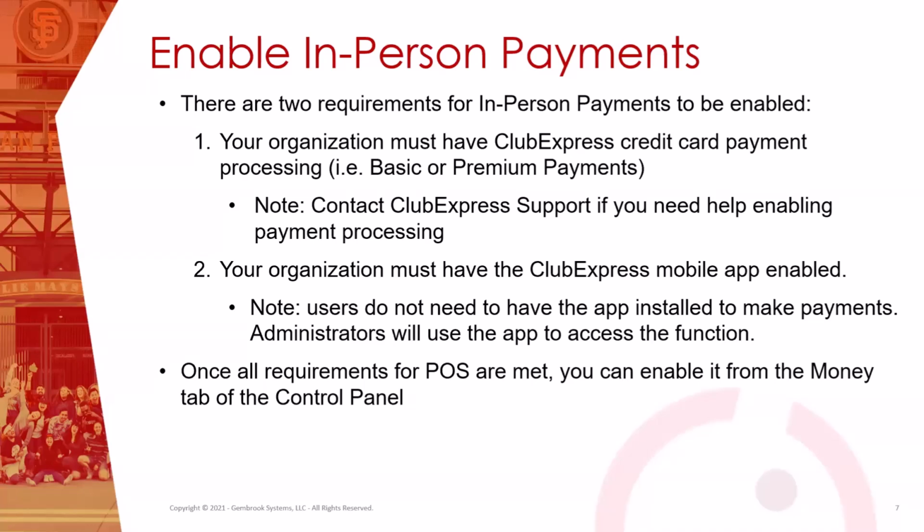you should see the option under the money tab, and I'll point it out a little bit later, where you can go to enable this function. So once those are met, again, you'll just go to the money tab of the control panel and you'll see a function that'll be titled POS, where you can turn it on. So you'll click on that and you'll be able to enable that.